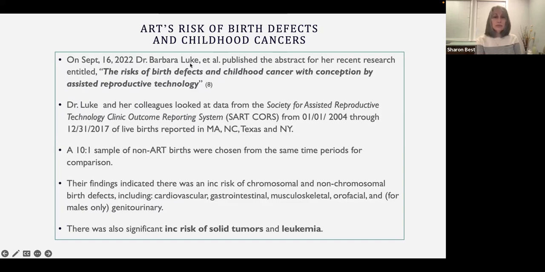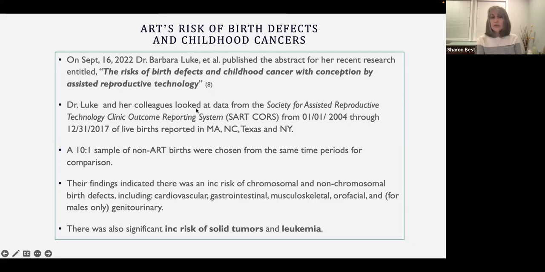She's from the University of Michigan, Department of Obstetrics and Gynecology and Biology. She published a paper entitled The Risks of Birth Defects and Childhood Cancer with Conception by Assisted Reproductive Technology. Here's the citation. Anybody interested in the paper, I'm happy to email it to you.